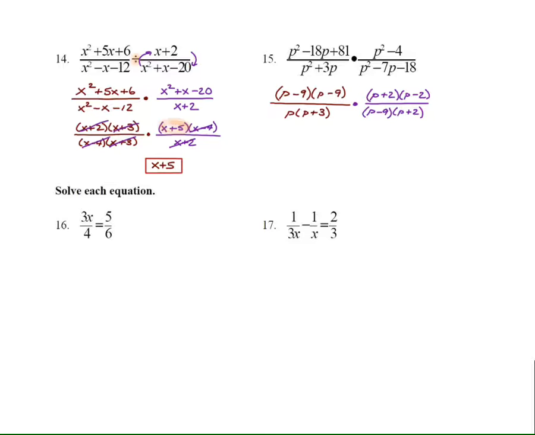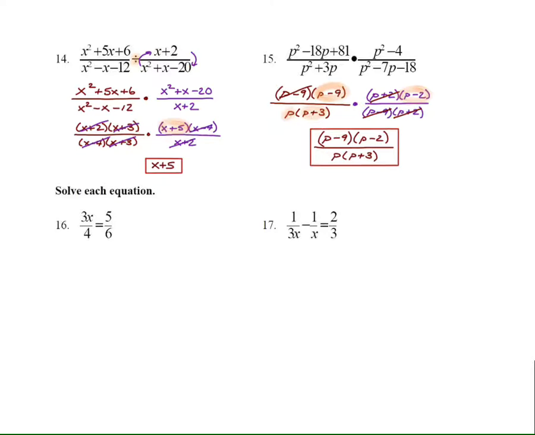So now I'm going to see what reduces. So I have a p minus 9 in the top and bottom, and a p plus 2 in the top and bottom. So all I'm left with in the top is those 2 binomials, p minus 9, p minus 2. Leave them unmultiplied. Multiplying them out doesn't make it any simpler. And then p times p plus 3 in the denominator. Because the 2 in the top are binomials, you can't cancel with any of the p's in the bottom. They're all individual factors, so keep them as individual factors.